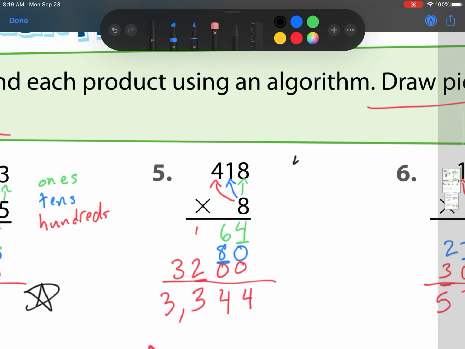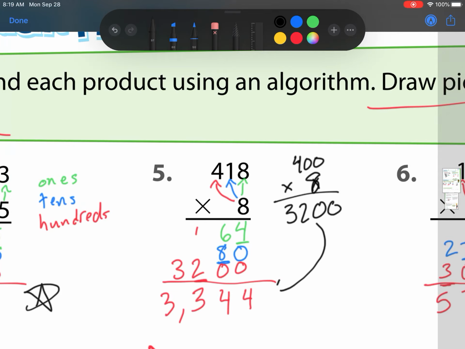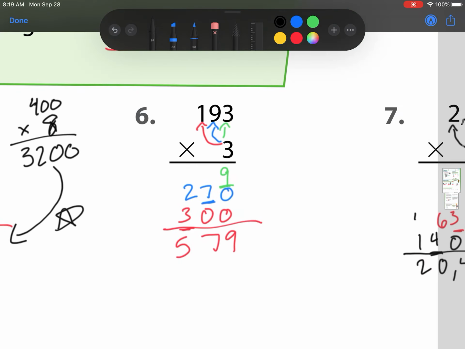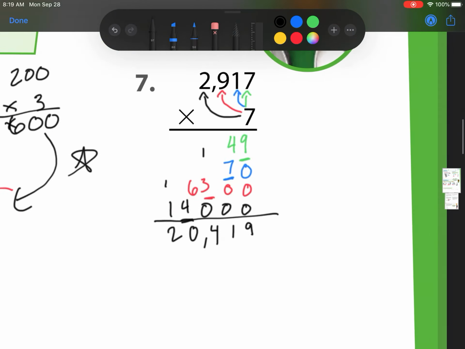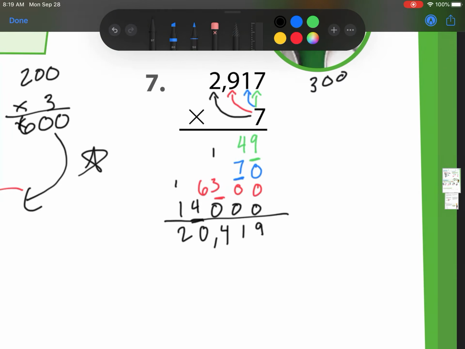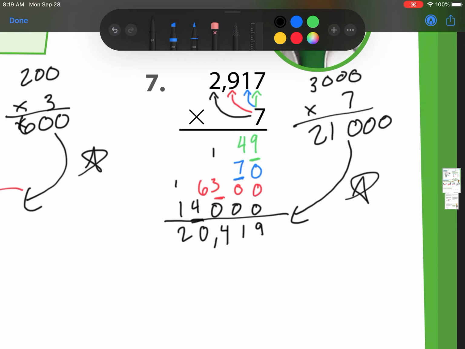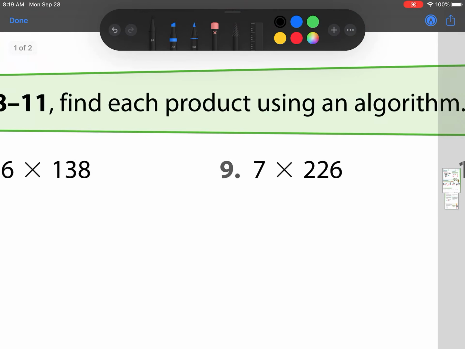My next one, 400 is close to 418 times 8, which is 32, and add those 2 zeros. Notice they're close together, so that means my answer is most likely correct. My next one, 193 is close to 200 times 3, so my answer should be 600, which is close, so my answer is probably correct. And then this last one, this is close to 3,000 times 7, which is 21, and add those 3 zeros on, and notice my answers are close. So my estimation shows that my answer is probably correct, and I can move on.